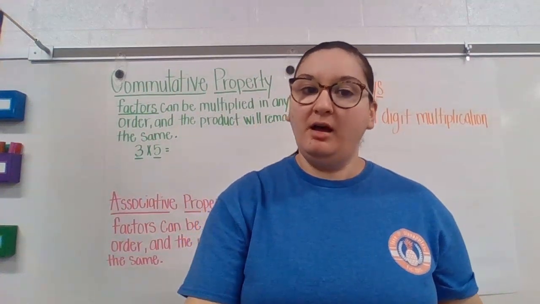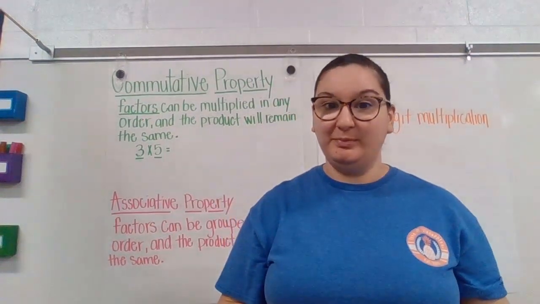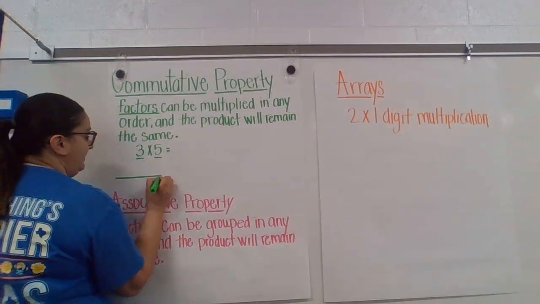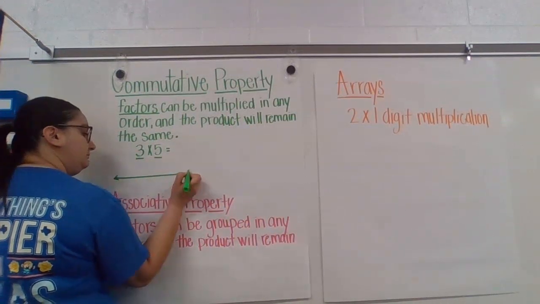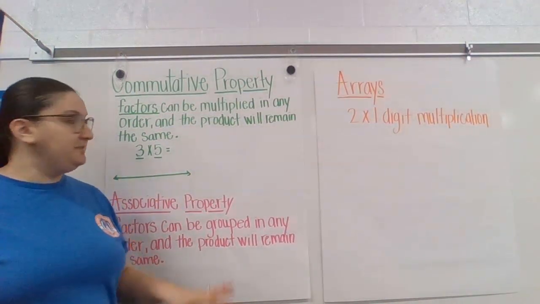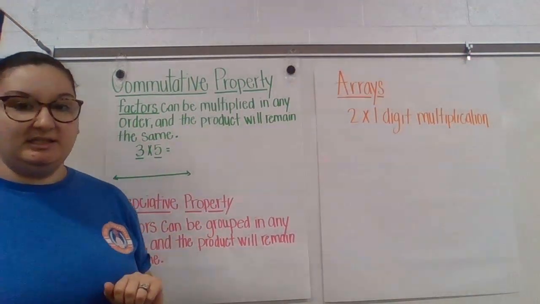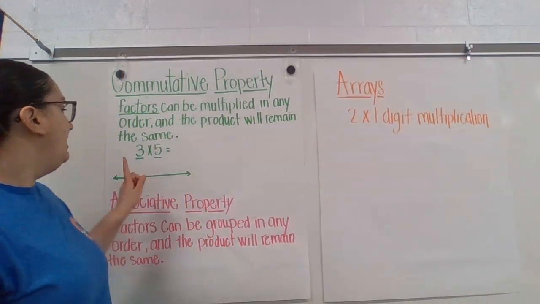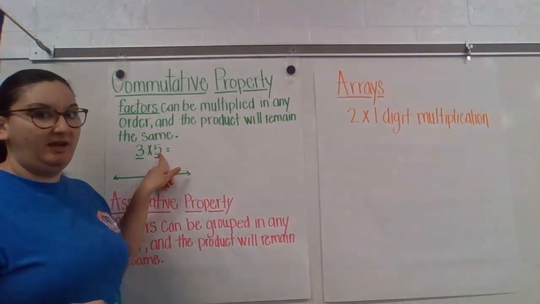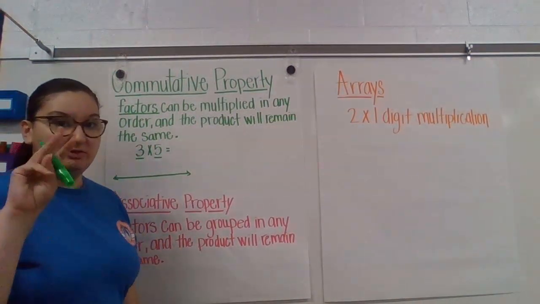So I'm going to draw a model for 3 times 5 to find our product, and I'm going to use a number line. Here's my number line. The 3 is telling us how many groups, and the 5 is telling us what is in each group. So on our number line, we're going to be counting by 5s, doing 3 jumps.